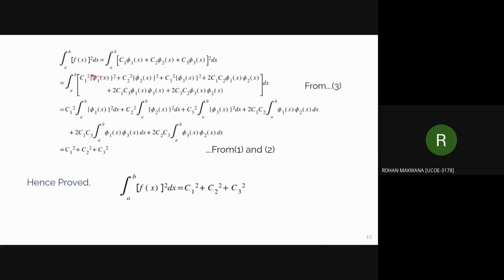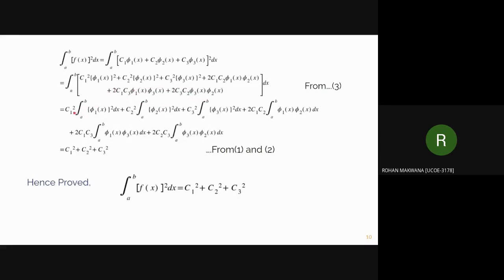phi3(x). On expanding, we get c1 square phi1(x) square in place of a square, plus c2 square phi2(x) square in place of b square, plus c3 square phi3(x) square in place of c square, plus 2c1 c2 phi1(x) phi2(x) in place of 2ab, plus 2c1 c3 phi1(x) phi3(x) in place of 2ac, plus 2c3 c2 phi3(x) phi2(x) in place of 2bc. As we know, c1, c2, c3 are constants. We can take them out of the integration.